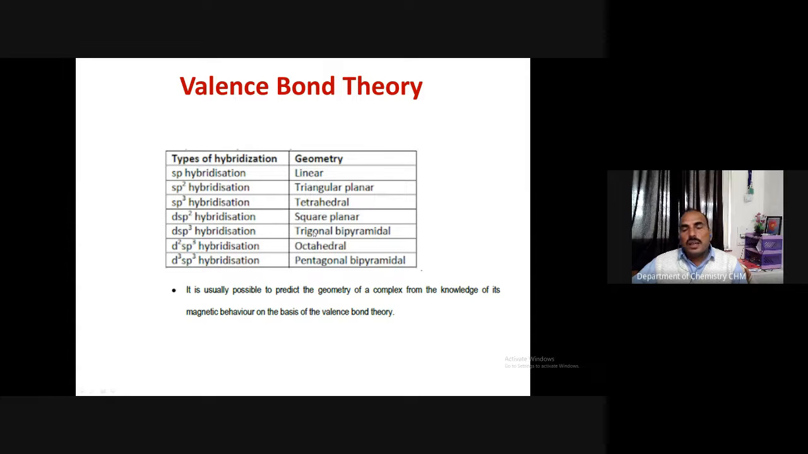So the only thing is, if you know the geometry, then you can tell that in this case we need to have a sufficient number of orbitals to have this kind of hybridization, right? And you can explain the bonding property. Only thing is, you need to know some properties. It is usually possible to predict the geometry of a complex from the knowledge of its magnetic behavior on the basis of Valence bond theory. So we need knowledge of the magnetic behavior and the geometry. Then we can tell this is the hybridization and this is the bonding model as per the Valence bond theory. Okay, so let's take some examples.